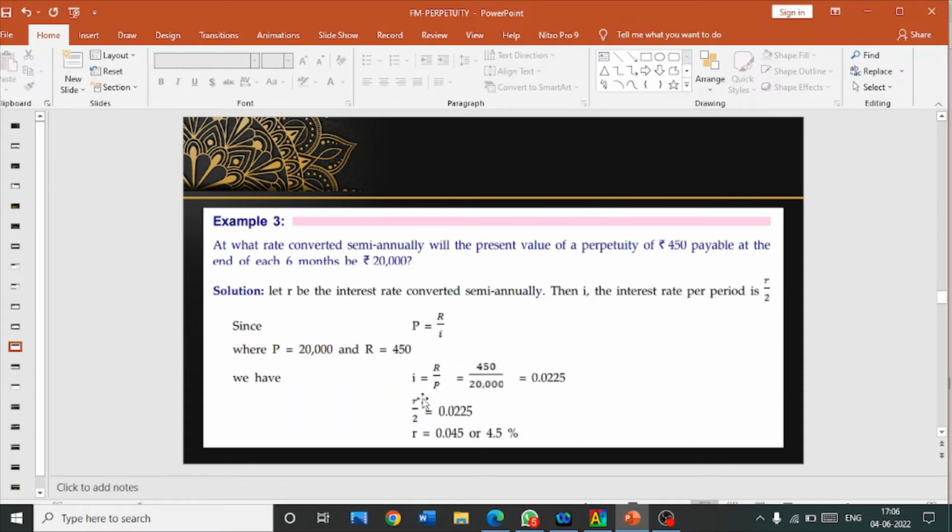B, rupees 20,000. At what rate converted semi-annually will be the present value of the perpetuity of 450 payable at the end of 6 months be 20,000? That means the present value is 20,000. If you pay 20,000, in future you will be regularly getting rupees 450. The payment will be made at each 6 months. What is the rate? We have to find the I first.